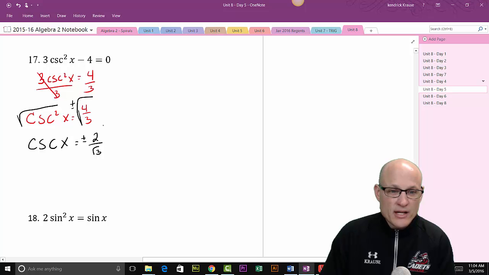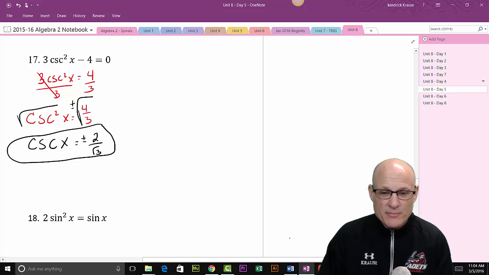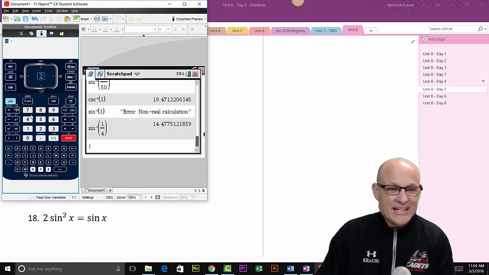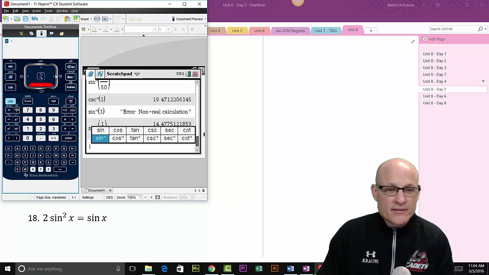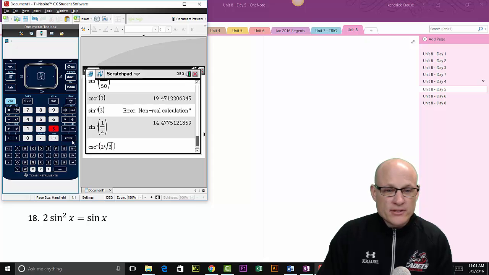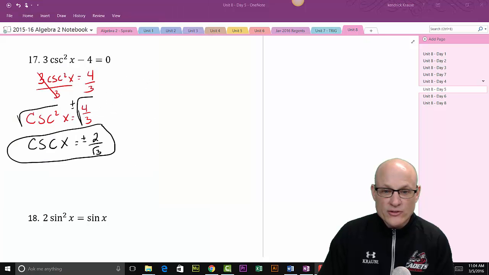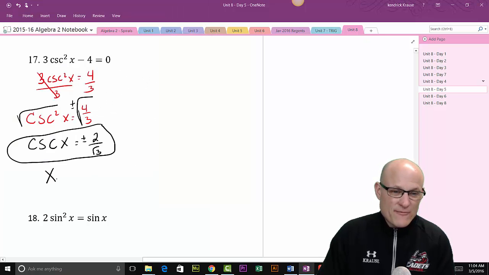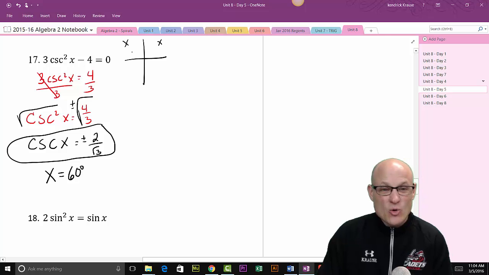It's really obnoxious, but I'm just going to put this in my calculator. I think this is a nice angle. I'm only going to put the positive in. So I will do inverse cosecant of 2 divided by radical 3. And you're going to find out this is a nice angle, 60 degrees. So I find out that my reference angle x is 60 degrees. But that's 60 degrees in the first quadrant and second quadrant, where cosecant is positive. And in the third and fourth, it's negative.